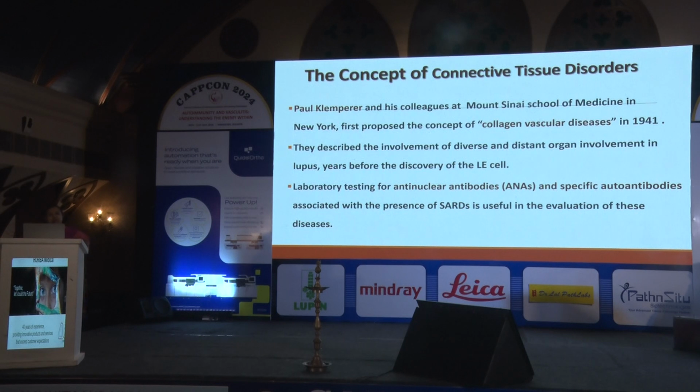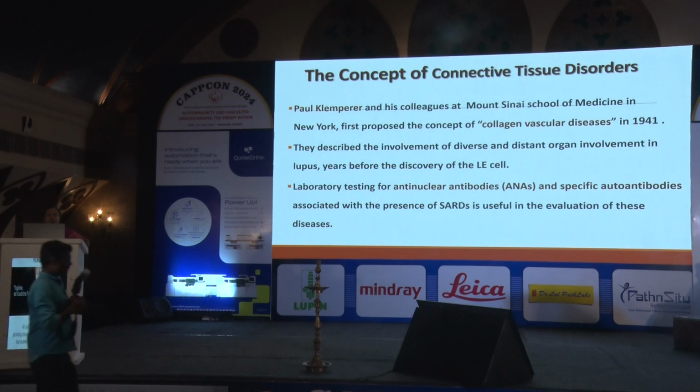Now, the concept of the connective tissue disorders came way back in 1941 from Paul Klemperer and his colleagues at the Mount Sinai School of Medicine in New York, which first proposed the concept of collagen vascular diseases.